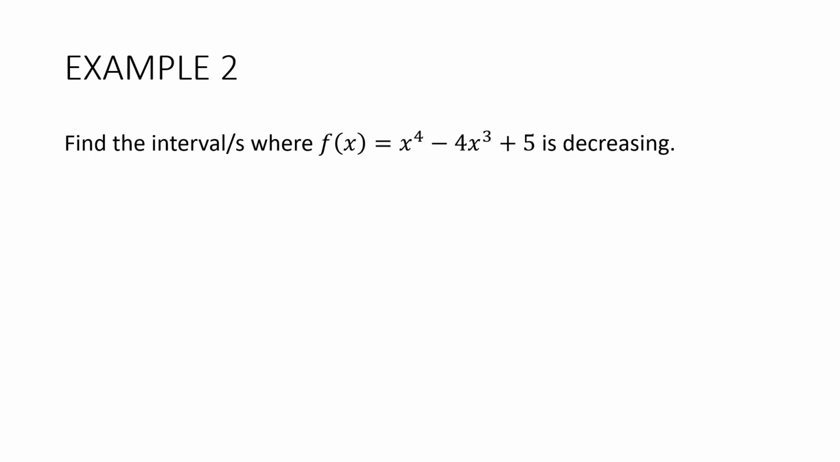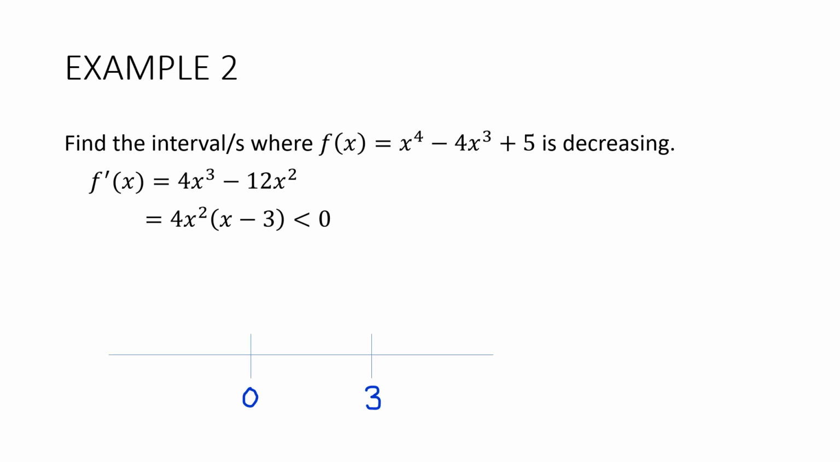Let's try a harder example. Find the interval or intervals where f of x is equal to x to the power of 4 minus 4x cubed plus 5 is decreasing. So again, we're going to start with the first derivative, which is pretty straightforward. f dash of x is 4x cubed minus 12x squared. And we want to find when this is less than 0. So factorize, we need to solve an inequality. And we're just going to use a sign diagram. The critical points here are 0 and 3.